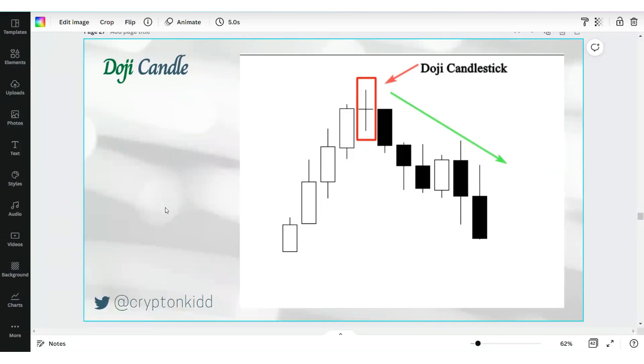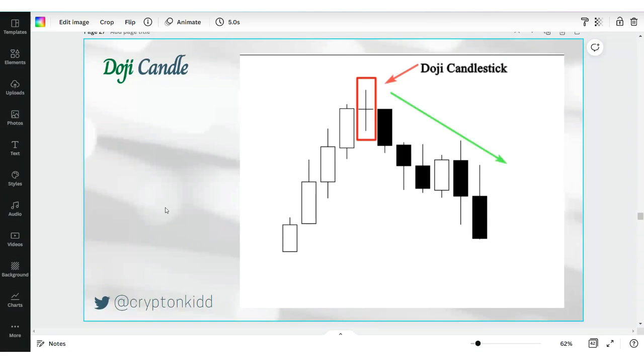And this is a bigger picture where you see a Doji candle in action. There was an uptrend, okay, where you see the candles going up, going up, going up, and at the top of that, there was a Doji candlestick. And what happens after that? The market reversed. The market turned back, made a U-turn, and began to move in the opposite direction. All right. This is exactly what the Doji candle tells you.